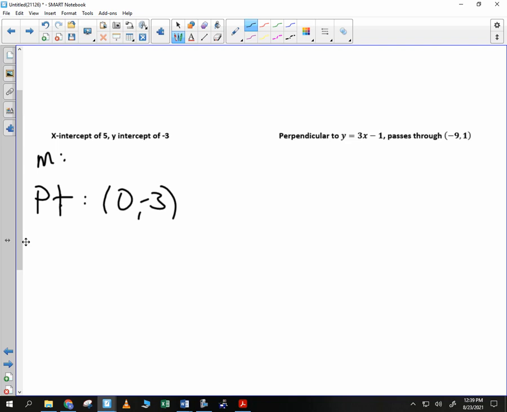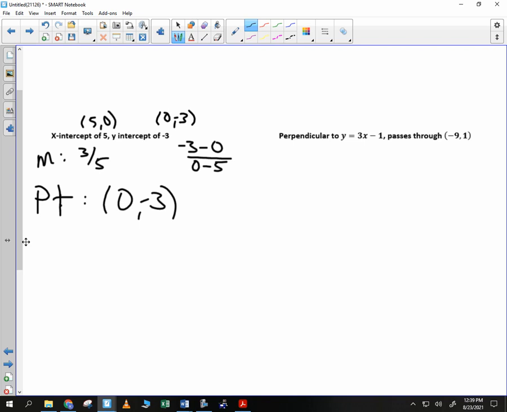Formula for slope? You need 2 points. So this point here is 0, -3. What's that coordinate? 5, 0. Can you now find the slope? -3 minus 0 over 0 minus 5, and I get positive 3/5.